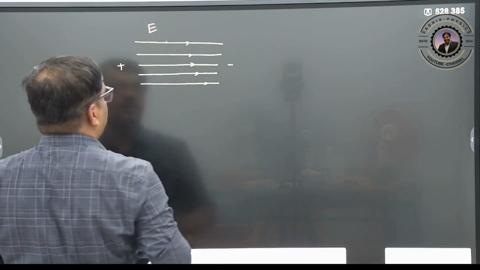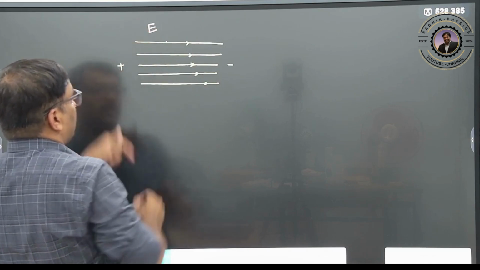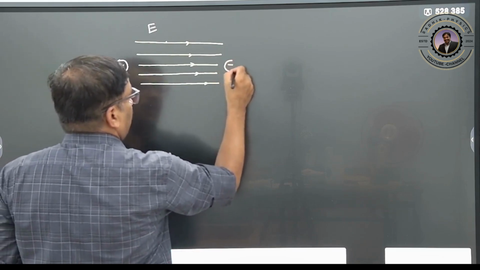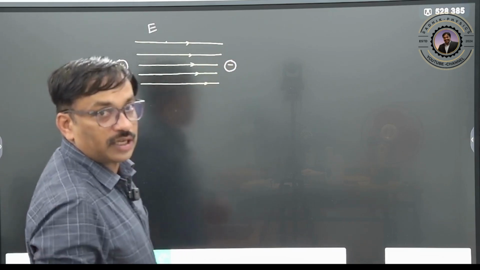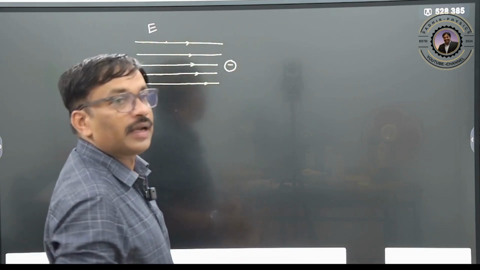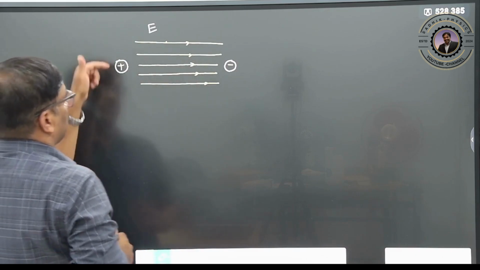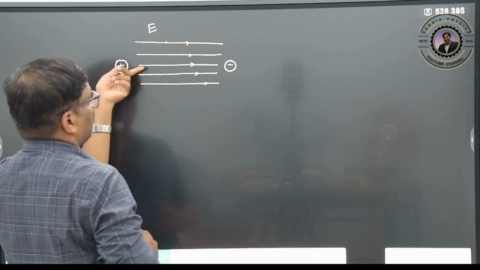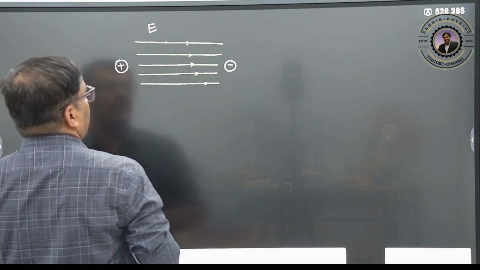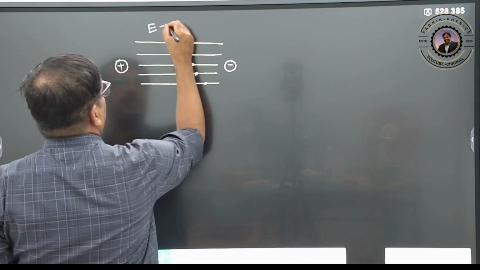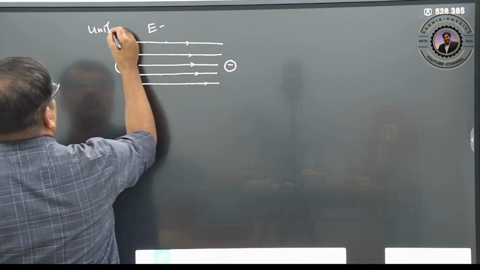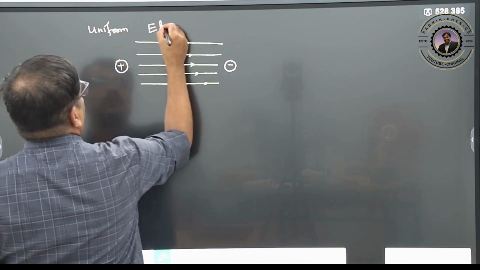Electric field direction. It will always start at the positive charge. Where will it reach? Always it will reach the negative charge, right? So it is emitted from the positive charge and reaches the negative charge. Therefore the direction of the electric field is always from positive to negative. These are all equally spaced, so it will be a uniform electric field.